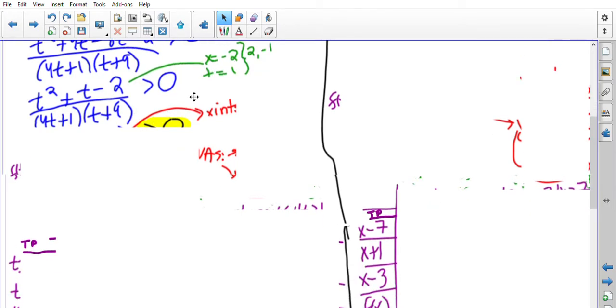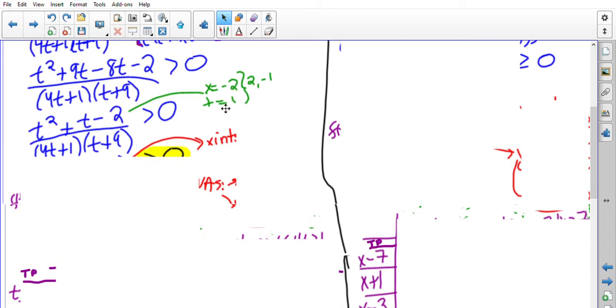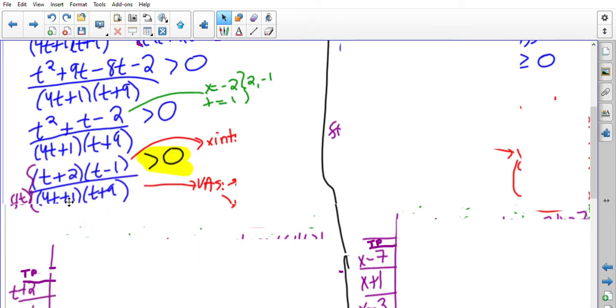That can be factored to numbers that multiply to -2 and add to 1, or 2 and -1. So that leaves us with a final expression of t plus 2, t minus 1 over 4t plus 1, t plus 9 greater than 0. I'm just going to refer to this final term as f of t.